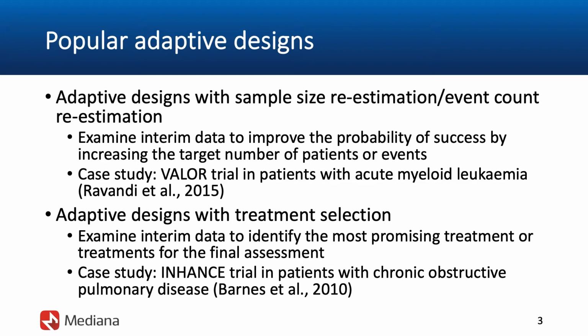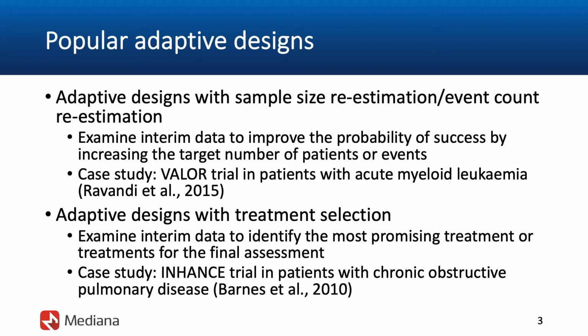The next class of trials, which is also quite popular but perhaps slightly less popular, is a class of adaptive trial designs that support adaptive, data-driven treatment selection at the time of an interim analysis. Here, the interim data would be examined to identify the most promising, the most effective treatments, or one or multiple treatments for the final assessment in the trial.